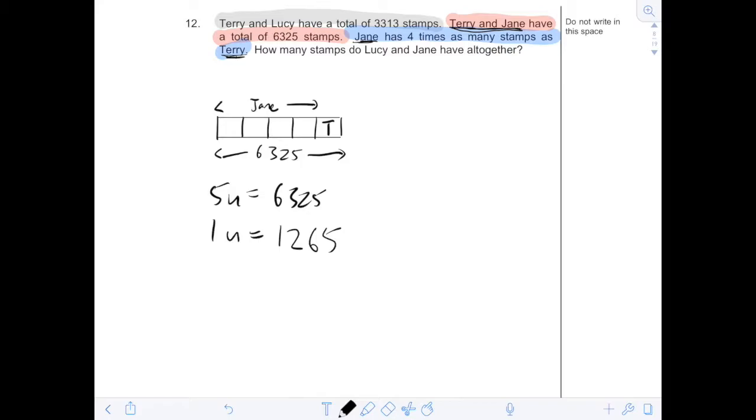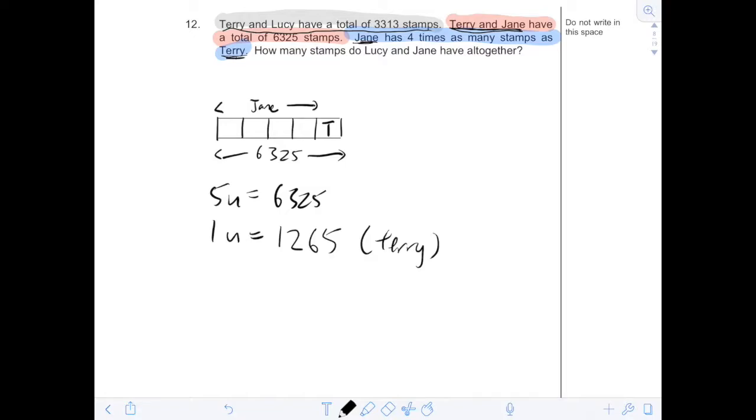Okay, so now you found how much Terry has. So from here you know that Terry has 1265, so this one belongs to Terry. And from here, the gray part over here, you can say that Terry and Lucy have a total of this. So now you can find Terry, you can also find Jane, and because you know Terry, you can also find Lucy. Okay, so we start with Jane first.